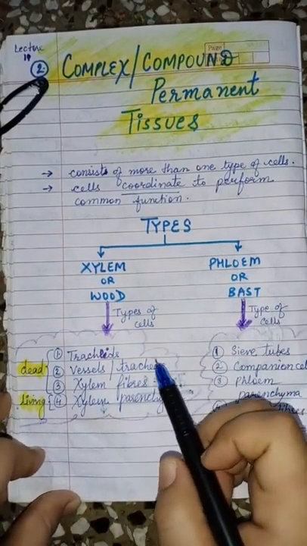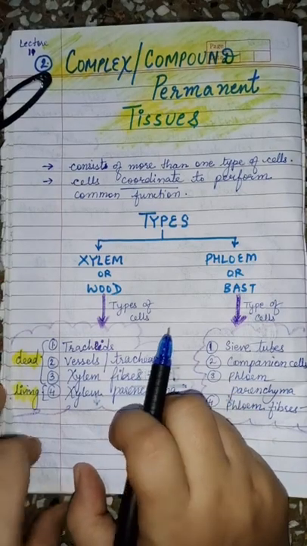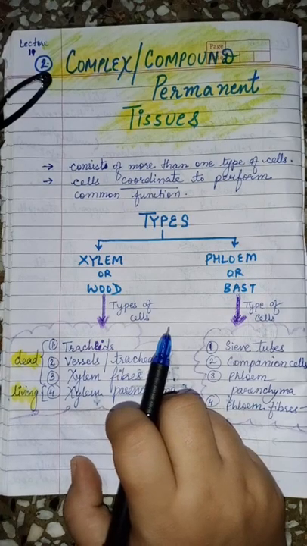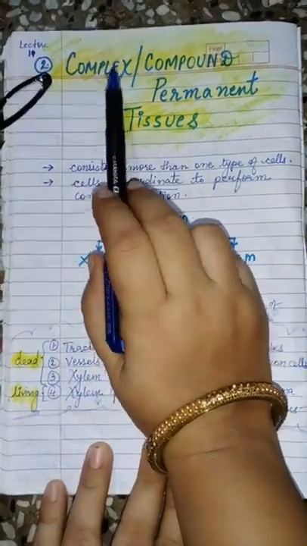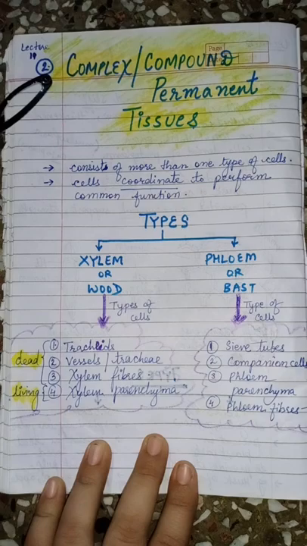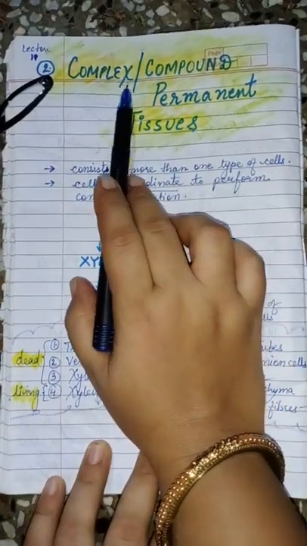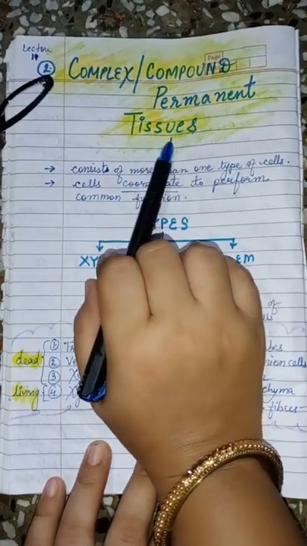In the previous lecture, we have discussed about our permanent simple tissue, that was sclerenchyma. In this lecture, we will discuss about complex, compound, permanent tissue. It can be termed as complex permanent tissue or compound permanent tissue.